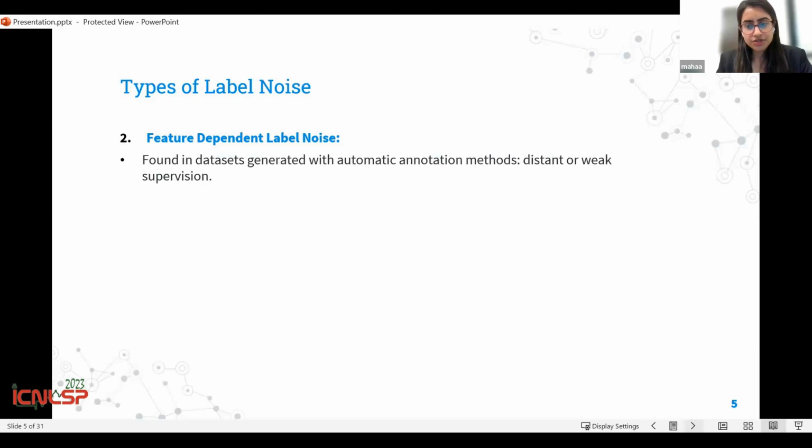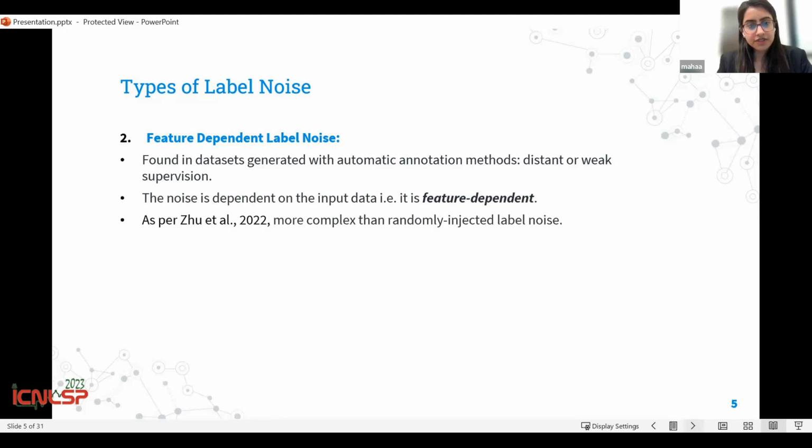The second type of noise we work with is feature-dependent label noise. This is found in data sets generated with automatic annotation methods such as distant or weak supervision. This type of noise is dependent on the input data features itself. As per the same study, Zhu et al. show that this is more complex than randomly injected label noise.